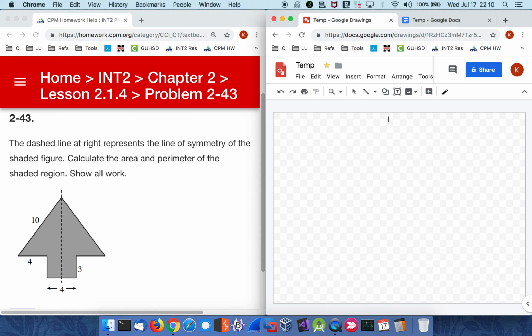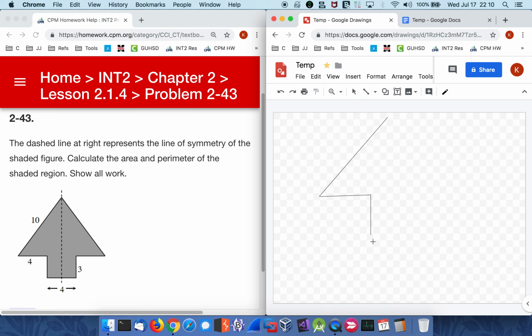Alright, so let's see. So we've got this, and then we've got a line going right here, and then a line going here, and a line going here, and then a line going up here, and a line going here, and here. And that's not really symmetrical, even though they say it's supposed to be symmetrical. So let's, oh man. I wonder if I can make mine symmetrical.